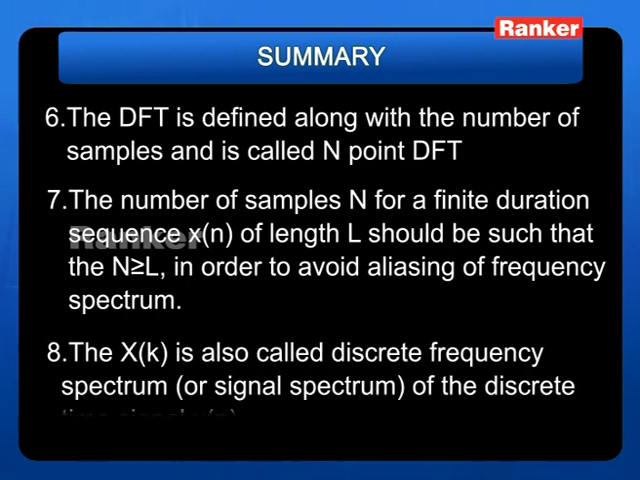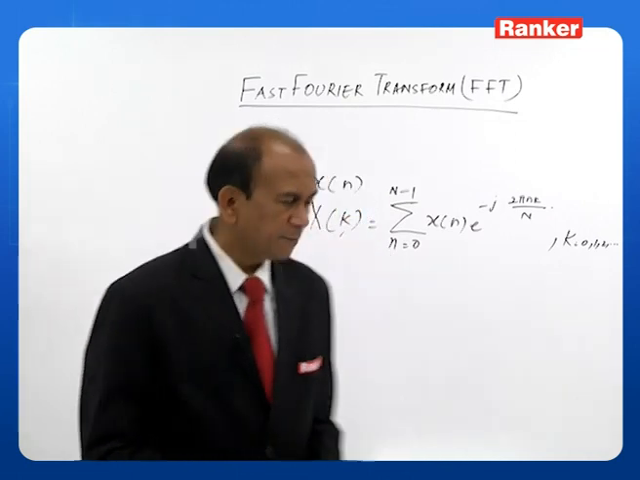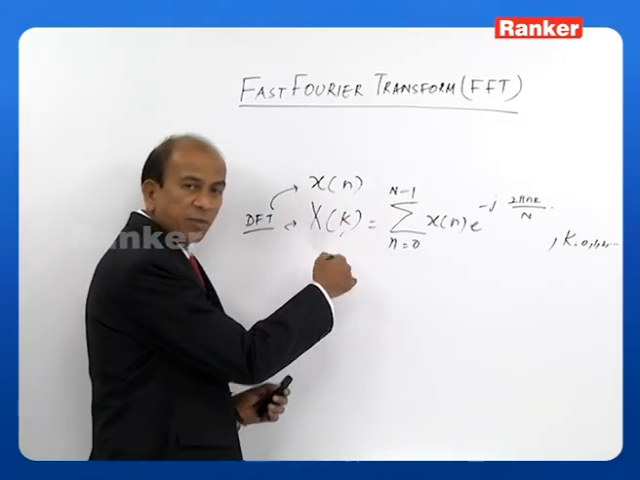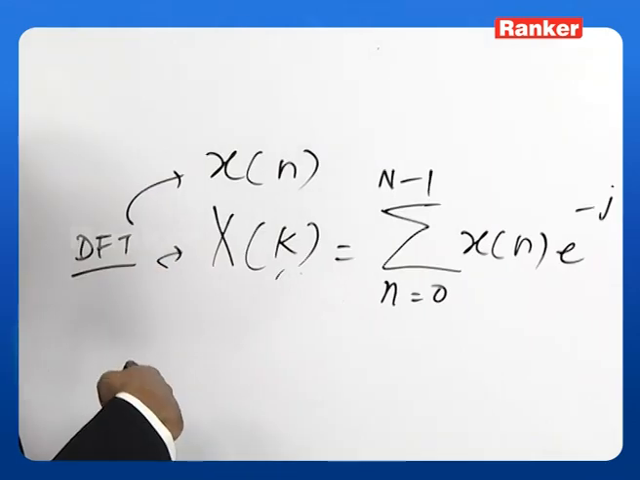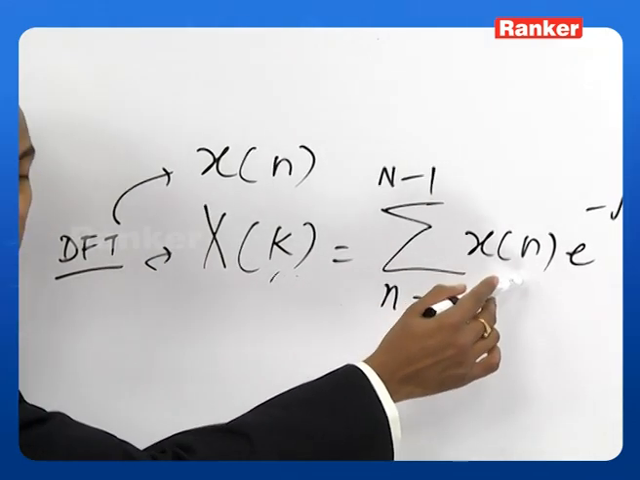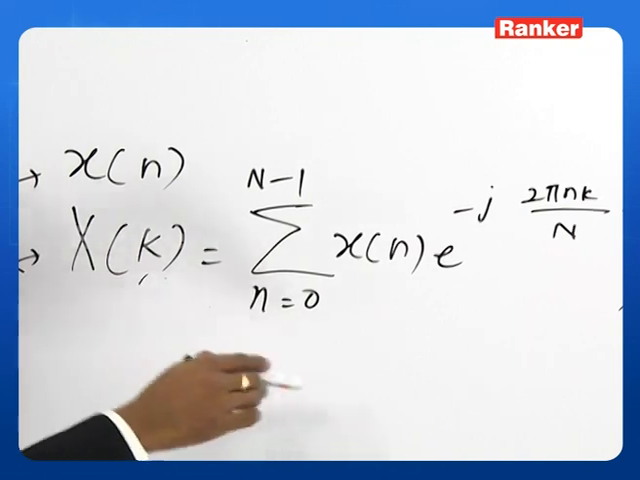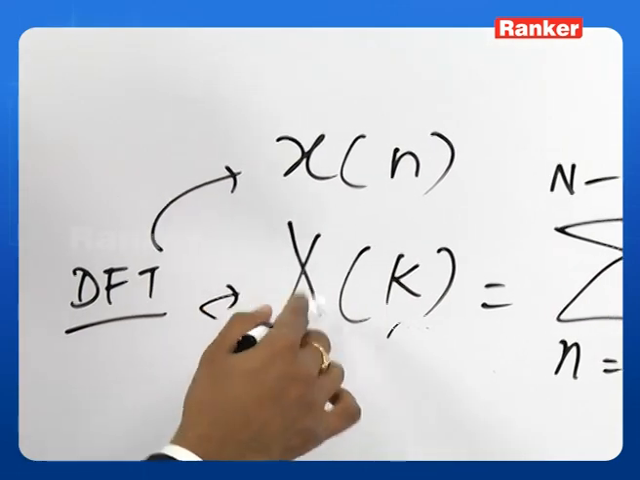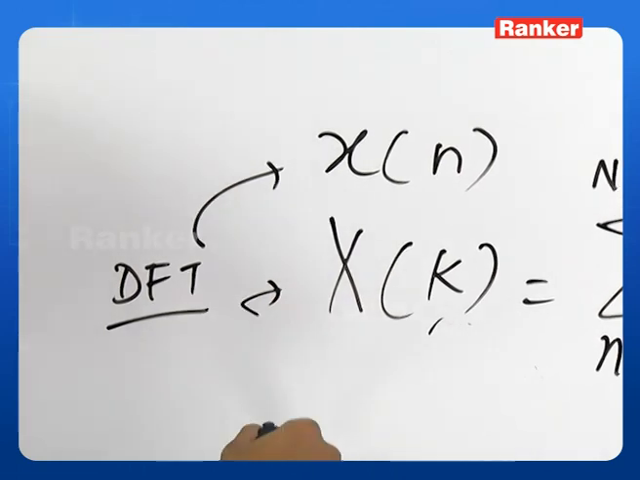Now the capital X of k is also called a discrete Fourier spectrum, also known as the signal spectrum of the discrete time signal x of n. As you have seen here on the board, we are representing this X of k. This X of k is nothing but the representation of the DFT for x of n. So this is the notation which we are using. X of k is also called a signal spectrum or a discrete frequency spectrum.